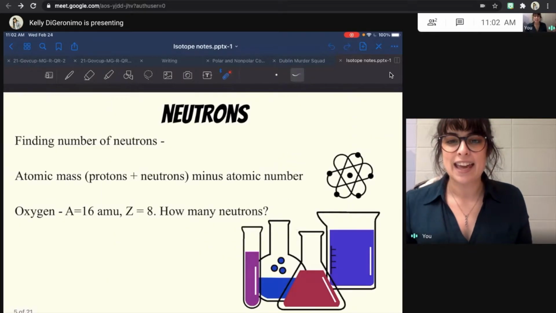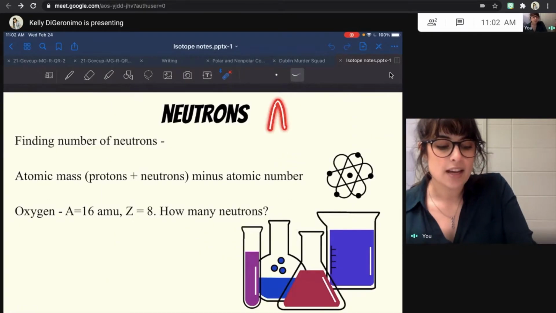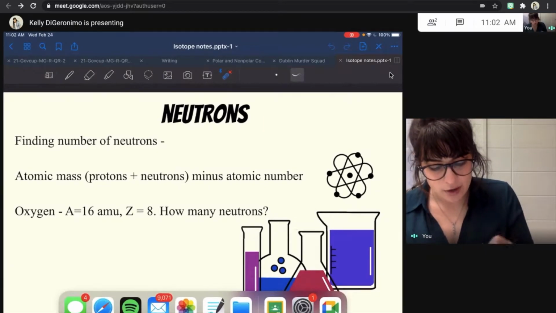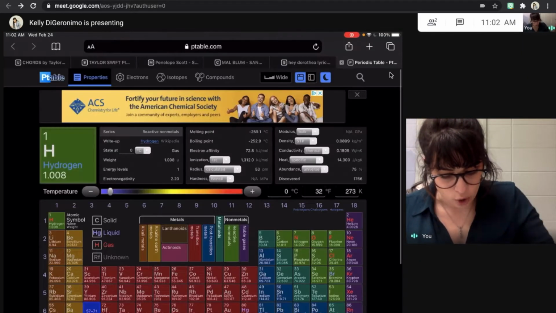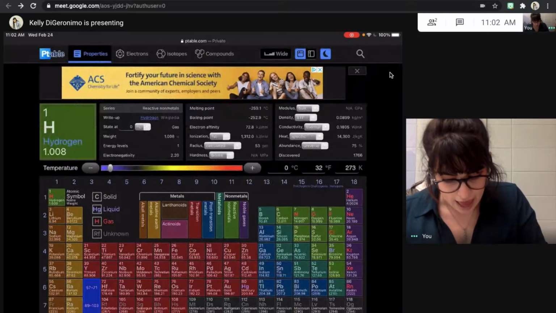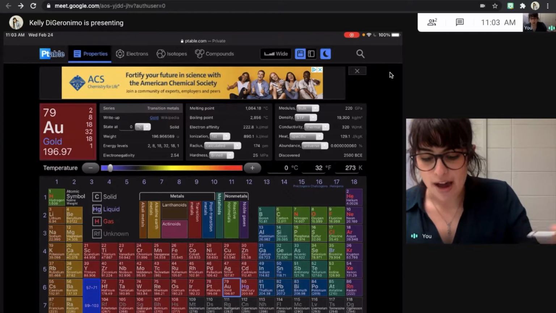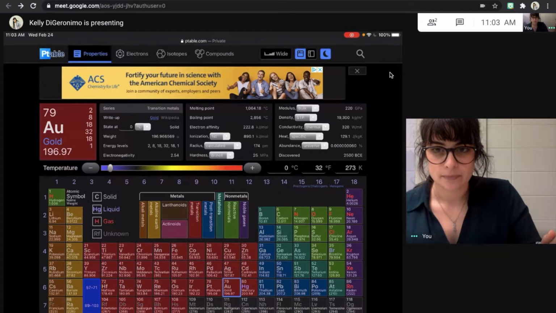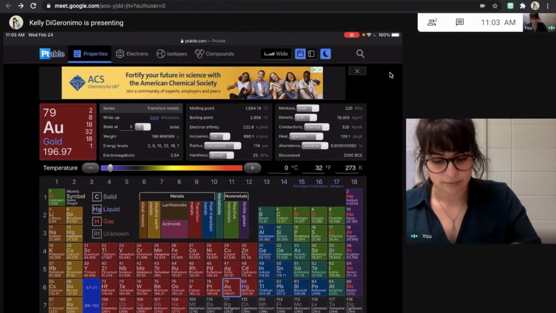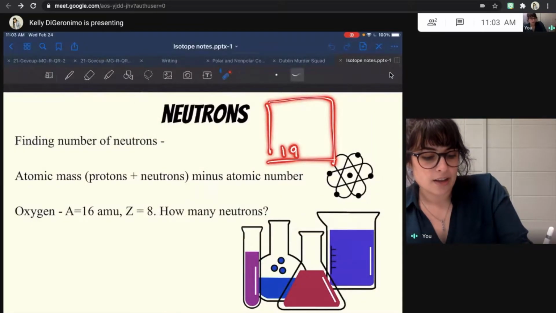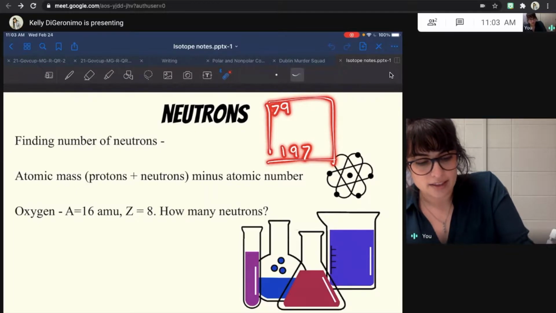I want to take a second and do that with the element gold because it is more complicated and we'll double check that we really know things. So let's go to the periodic table and find some information about gold. Gold's atomic symbol is AU, and I need to find it. Here it is. Its atomic mass is about 197, and its atomic number is 79. So we're working with the numbers 197 and 79, and this is gold.